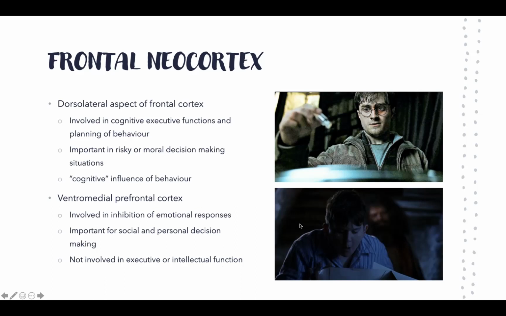Remember when in the first movie, Dudley sees Harry Potter's birthday cake, and he knows it's for Harry Potter, but he just eats it because he's hungry or he's acting out of emotions. This probably shows an impairment. So if someone has an impairment of the ventromedial prefrontal cortex, they don't really think about the immediate consequences. They just act out of emotional responses.